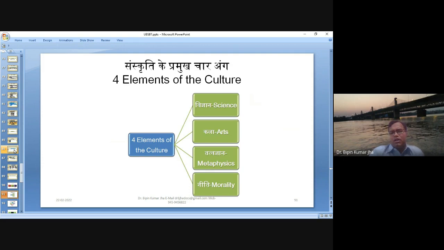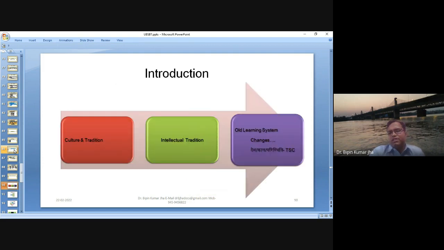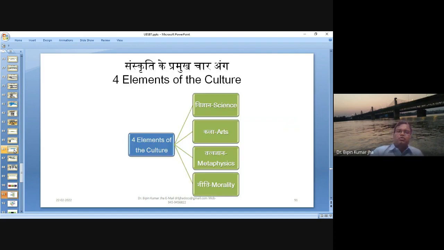Why? Because the literature is deeply associated with the culture and tradition. So we can say that these are the four components or four major elements of that particular culture. If you are not trying to know the culture of the particular place or specific country, not only the specific country, you need to understand the local scenario also.